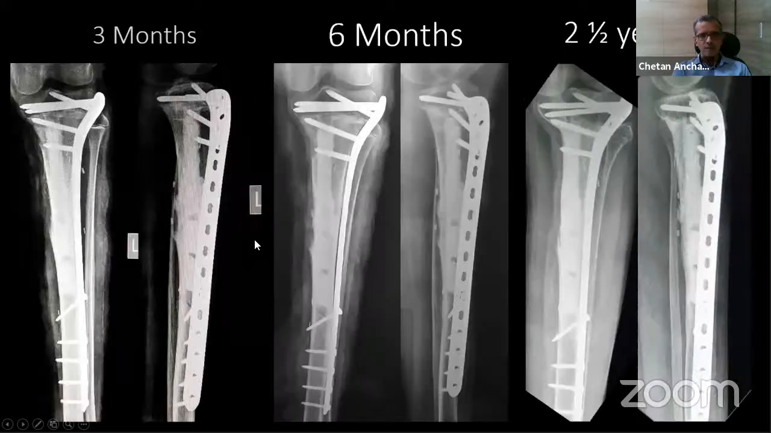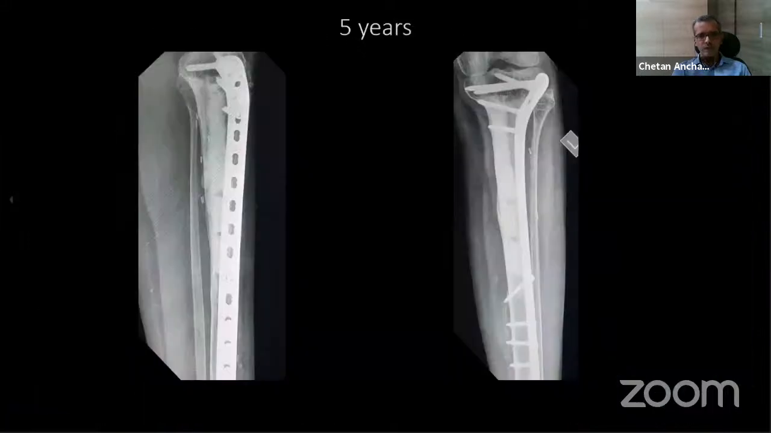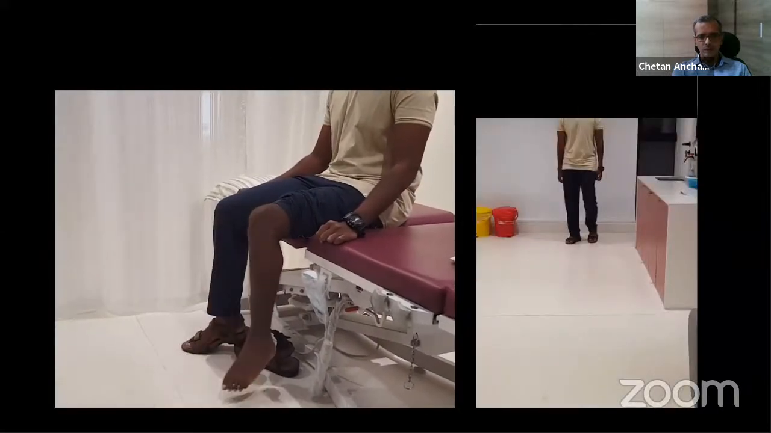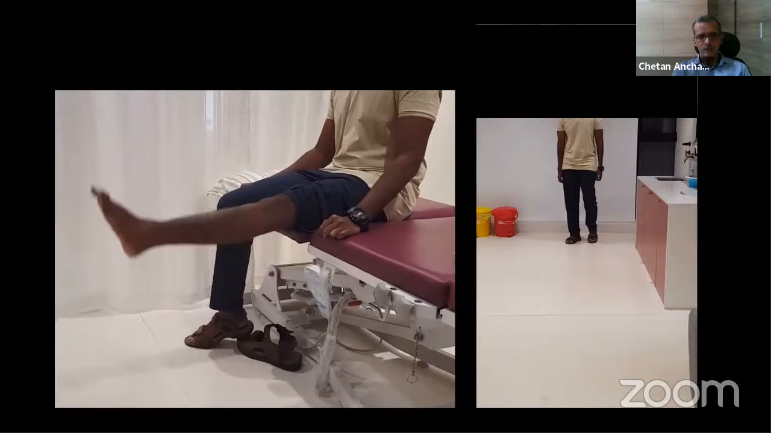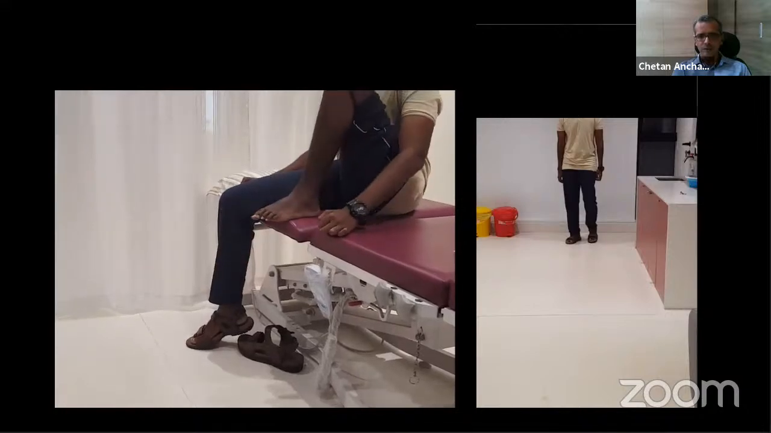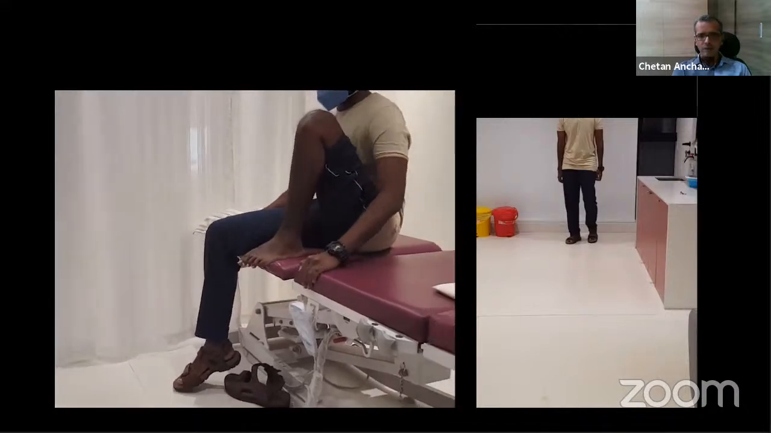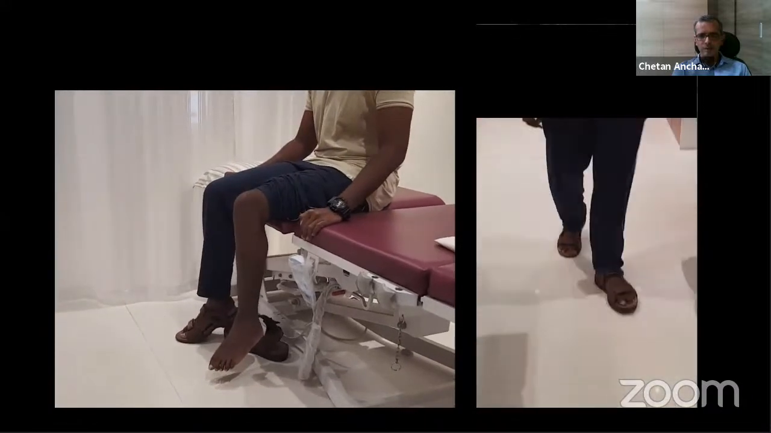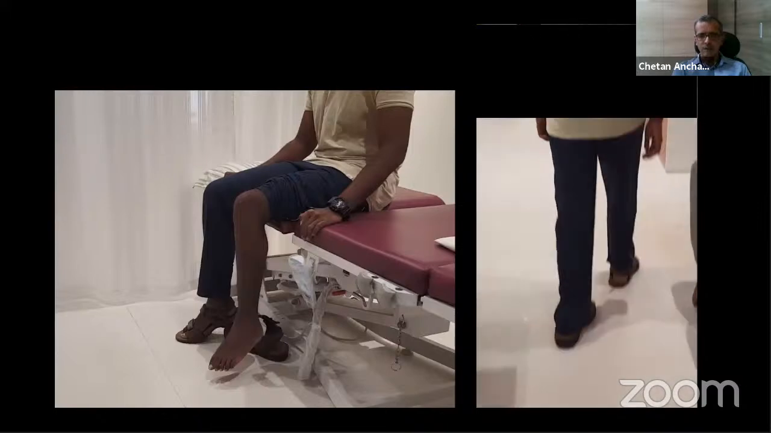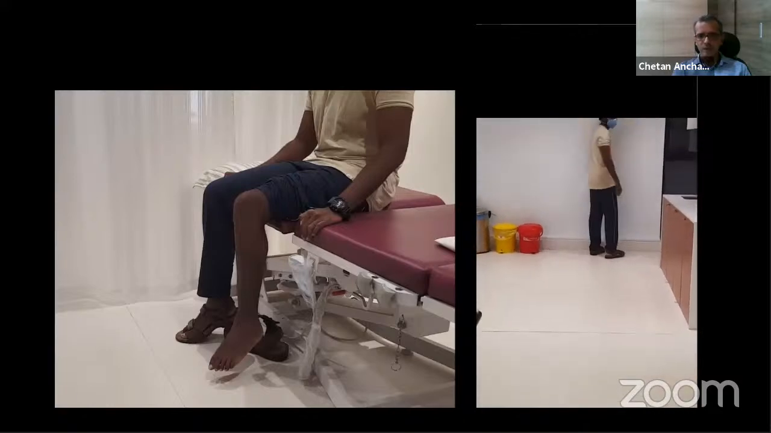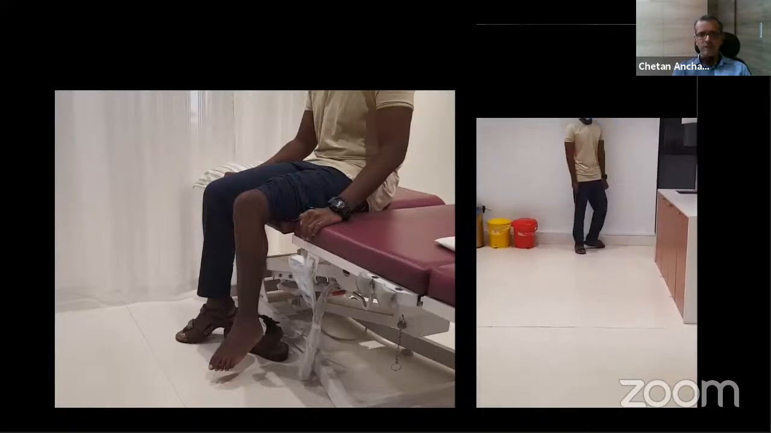At 3 months, 6 months, and at 2.5 years, it has united. This is his X-ray at 5 years. And that is his function. Quite recently, that was about 6 months ago, he followed up with me. So he's got excellent range of knee movements. And he's an independent walker. So this is a permanent solution for him. Hopefully you will not need any form of revision as you would otherwise face with the megaprosthesis.